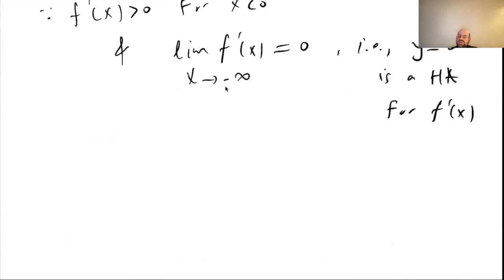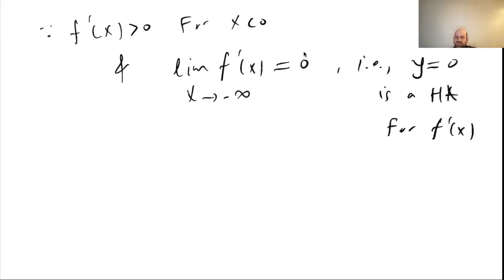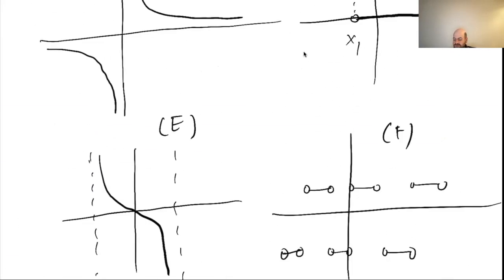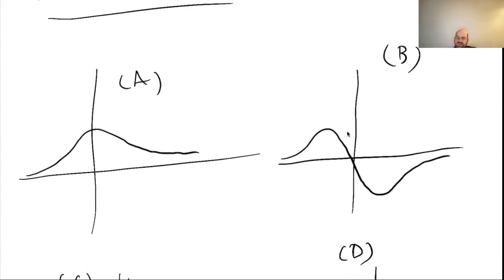If the limit of a function is equal to 0 as x approaches minus infinity or infinity, we say that y equals 0 is a horizontal asymptote for your function. Remember the definition of horizontal asymptote. We said y equals a is a horizontal asymptote for, let's say, g of x, if the limit of g of x is a as x approaches infinity or as x approaches minus infinity. So y equals 0, which means the x-axis, must be a horizontal asymptote for your function. And again, it's consistent with B.